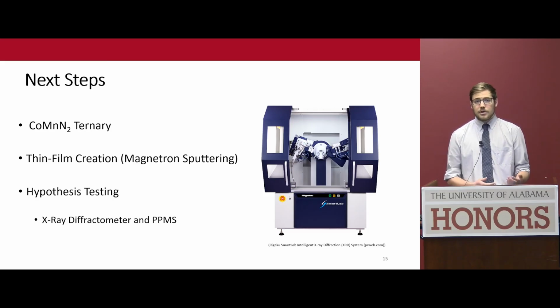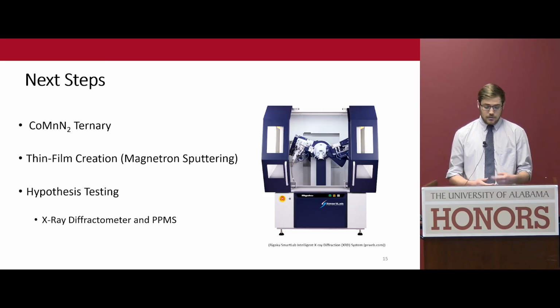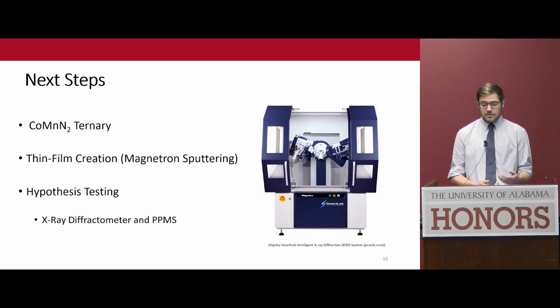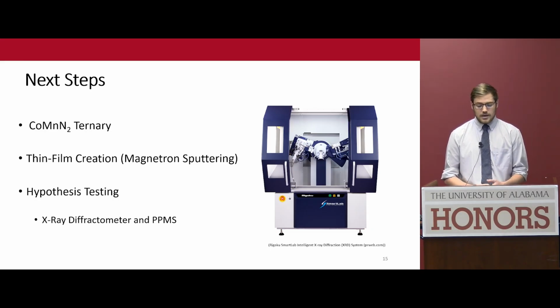The next step is we want to grow these materials in the lab. We do that by first creating thin films of these materials through a process known as magnetron sputtering, and then testing the hypotheses about their predictions of what properties these different materials are going to have. We can use an X-ray diffractometer to look at things like the lattice constant, or a physical property measurement system to look at conductivity.